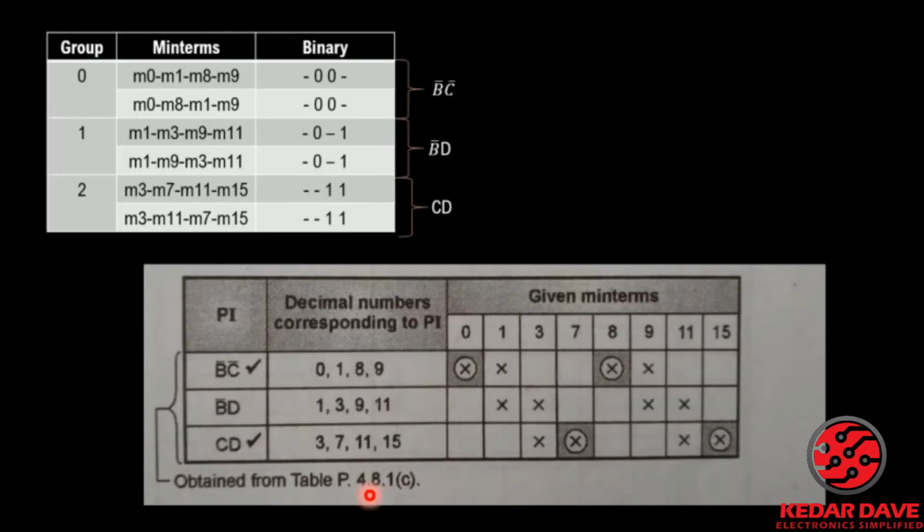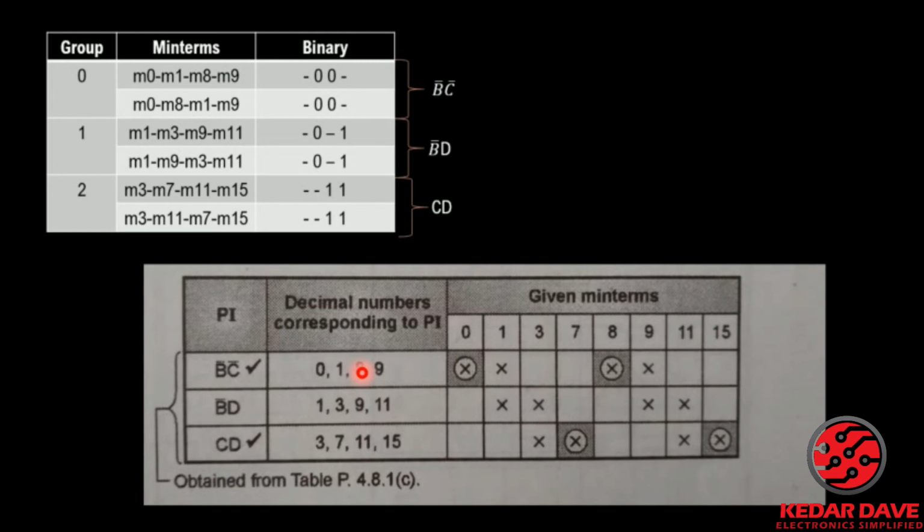in the table. From those terms we have taken out, that is our B bar C bar, B bar D and CD marked on that table. Now we are preparing this kind of table. Let's understand what this table is. So here we are representing the terms whichever I have taken out. So all these 3 terms are now represented in decimal numbers corresponding to the prime implicants.